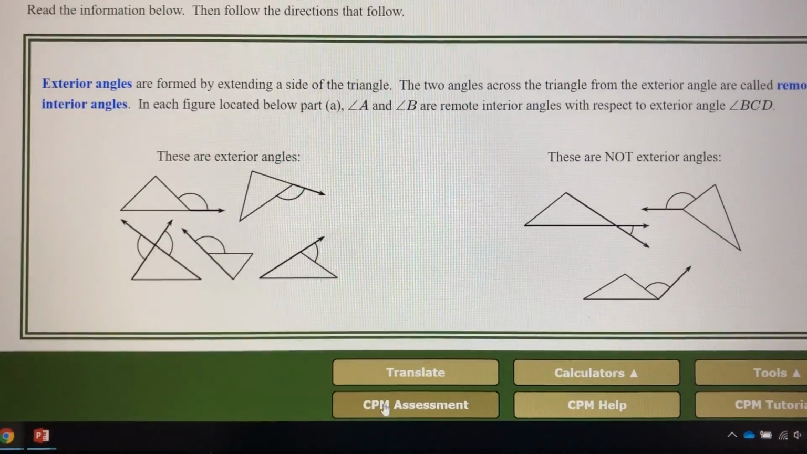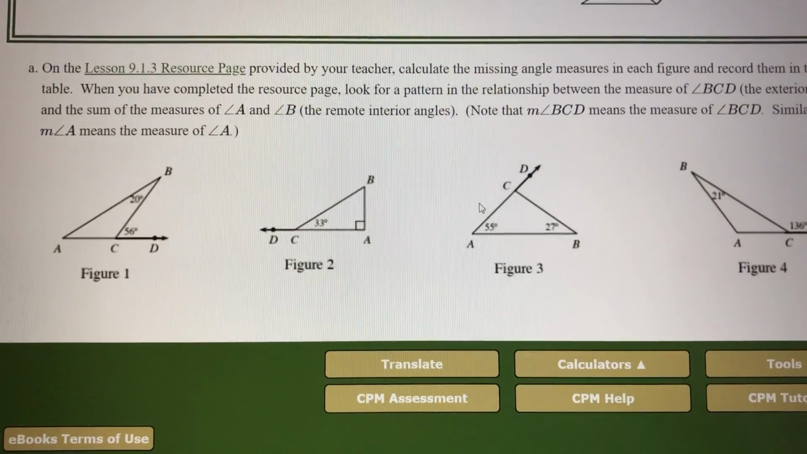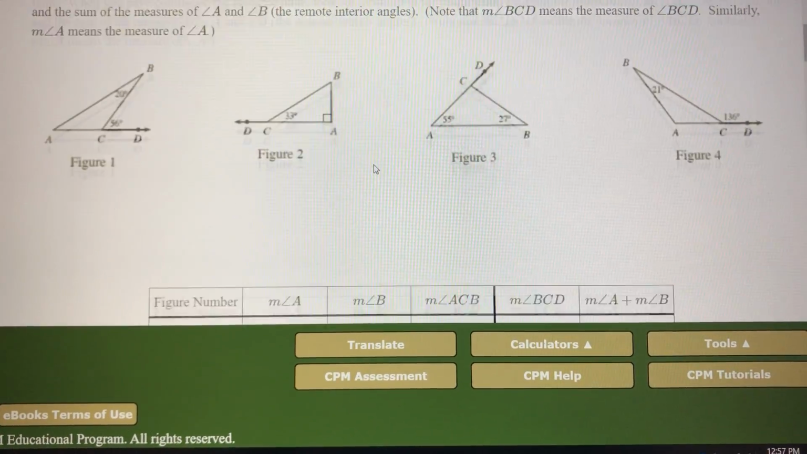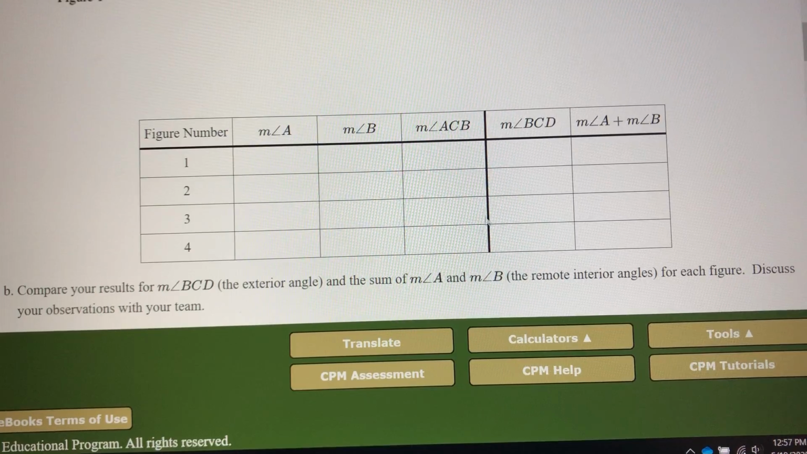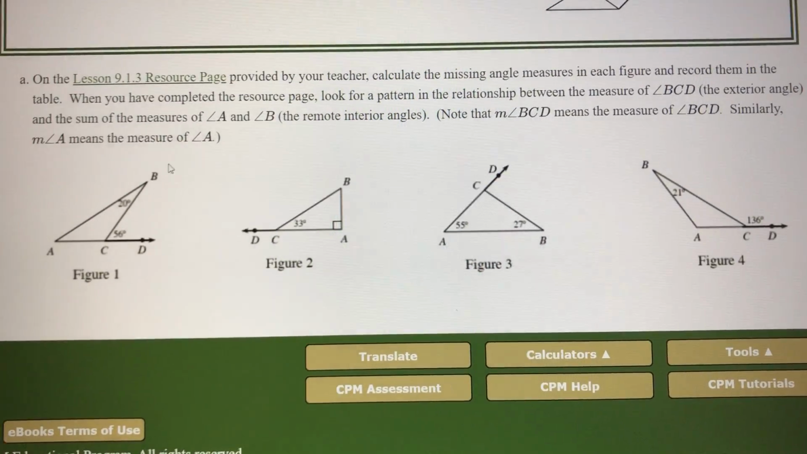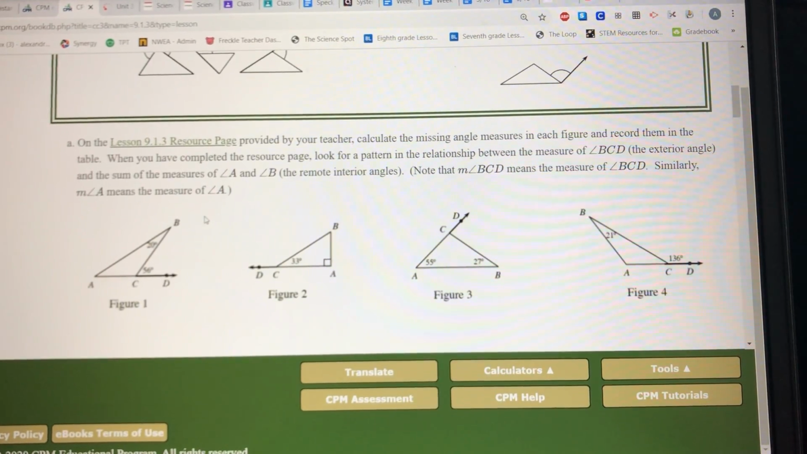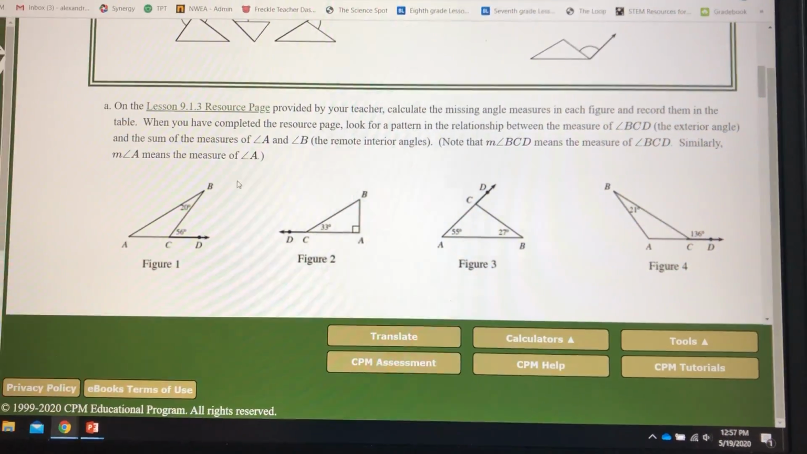Okay, so now, oh, the wind's blowing. Okay, so now if we have that knowledge, it says to use the resource page, but you probably don't have a printer, and that's fine, because you can just copy that table. So if you want to pause the video and just copy that table down, because we're going to be filling it in. All right, so using the table and the figures below, we're going to start filling in the table.